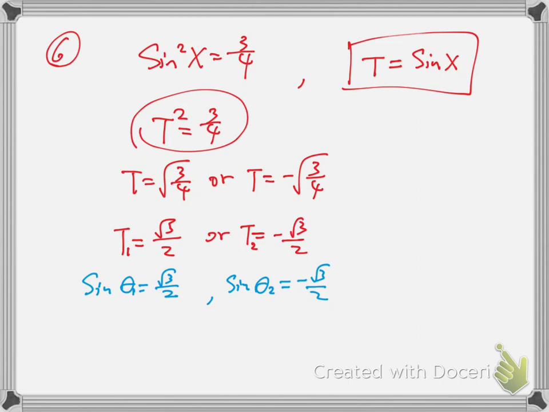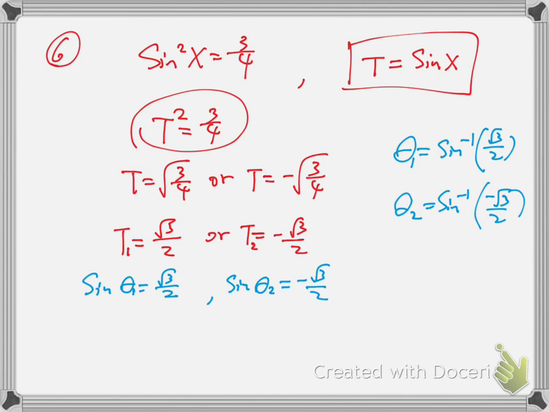So one understanding, you can write down the solution. Theta 1 is sine inverse of radical 3 over 2, and theta 2 is sine inverse of negative radical 3 over 2. Or you can solve it as our first and second example in the trig inverse part, right?